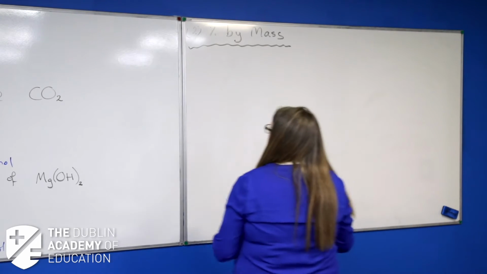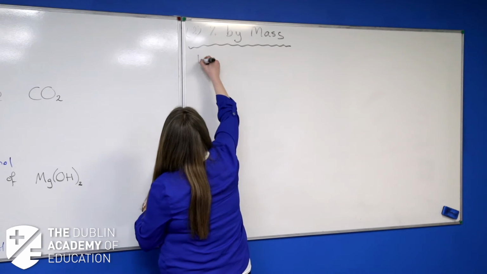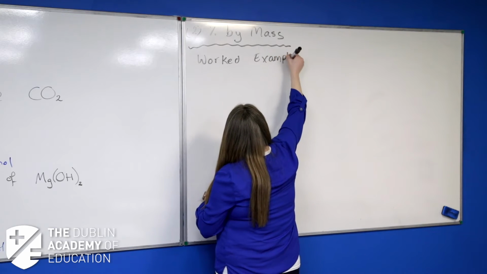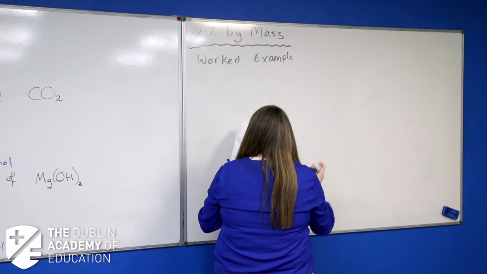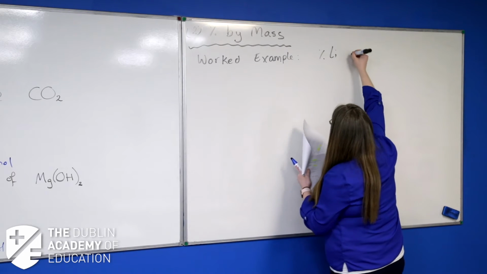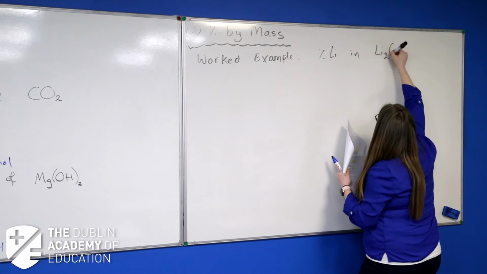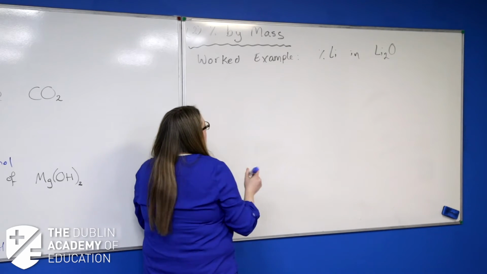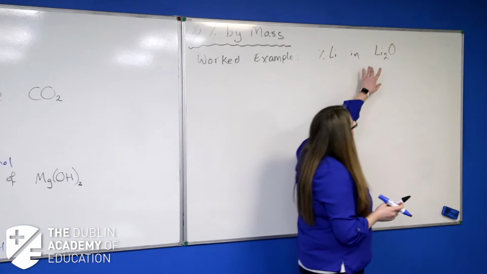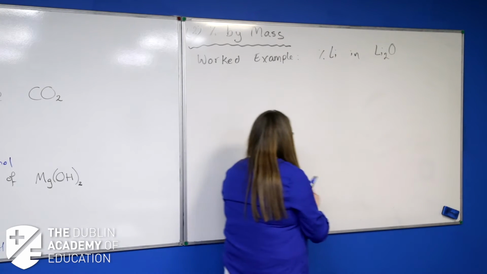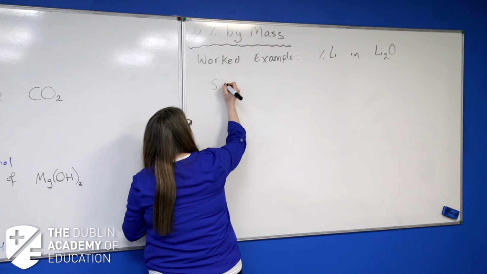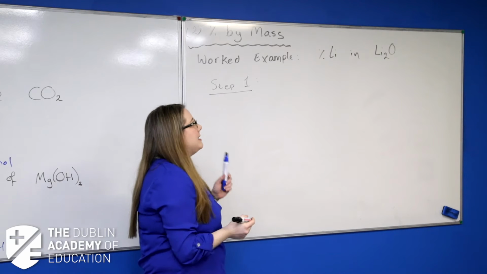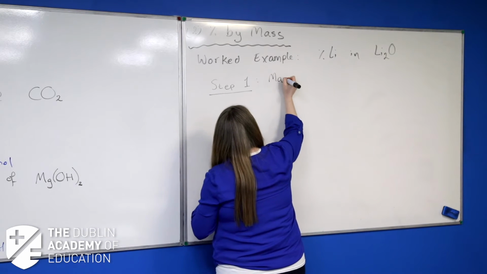I'm just going to write out the example on the board. We want the percentage of lithium in lithium oxide. Okay. I want to find out how much lithium by mass is in this. So the first thing I'm going to work out is what mass of that is lithium. So I want the mass of lithium.